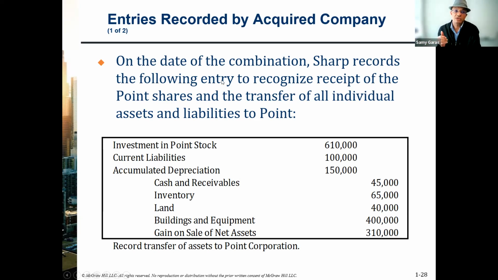So Sharp records the following entry to recognize the receipt of the shares of Point and transfer all the assets to the parent company. Again, when you make notes while you study, try to make one page for the parent company journal entries and another for the subsidiary, to make sure you separate between the two journals. In the assignment questions, please watch out: what is the question? Is it related to the parent company journal or the subsidiary company journal entry?